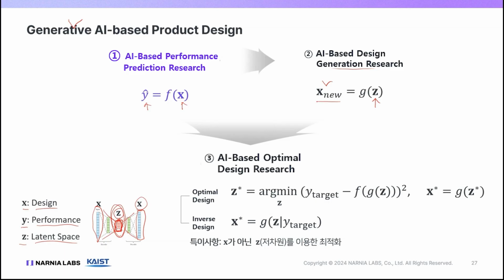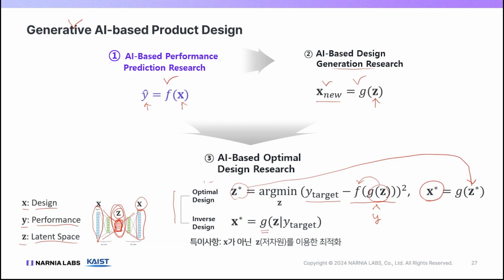Optimal design can be done in two ways. One is to perform optimal design using a traditional optimizer, and the other is to use deep learning for real-time inverse design. With the traditional optimizer method, you provide a target, generate a design, and then input the generated value into the prediction model to find the G that minimizes the difference between the predicted performance and the target. Then, if you feed the G that satisfies the target performance back into the generative model, you can obtain the optimized X.